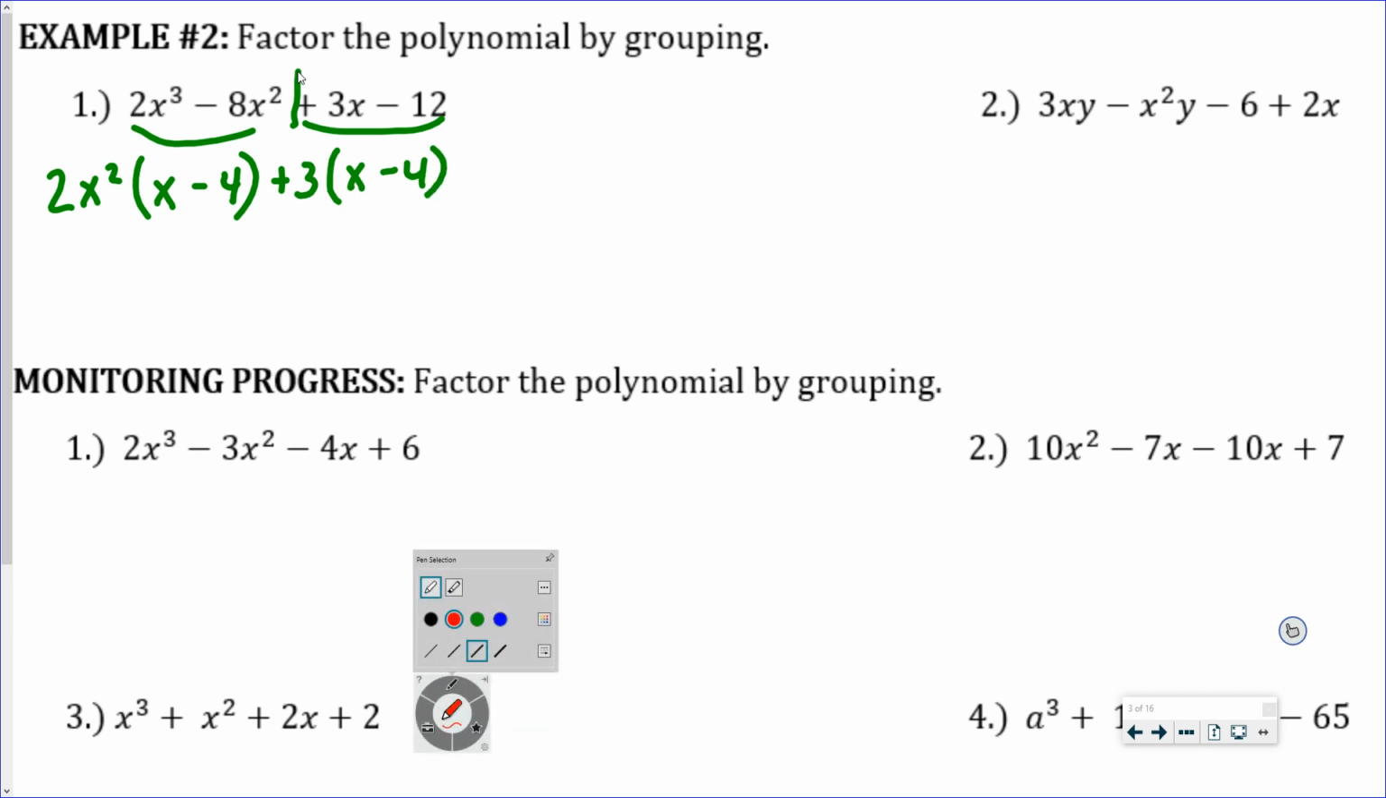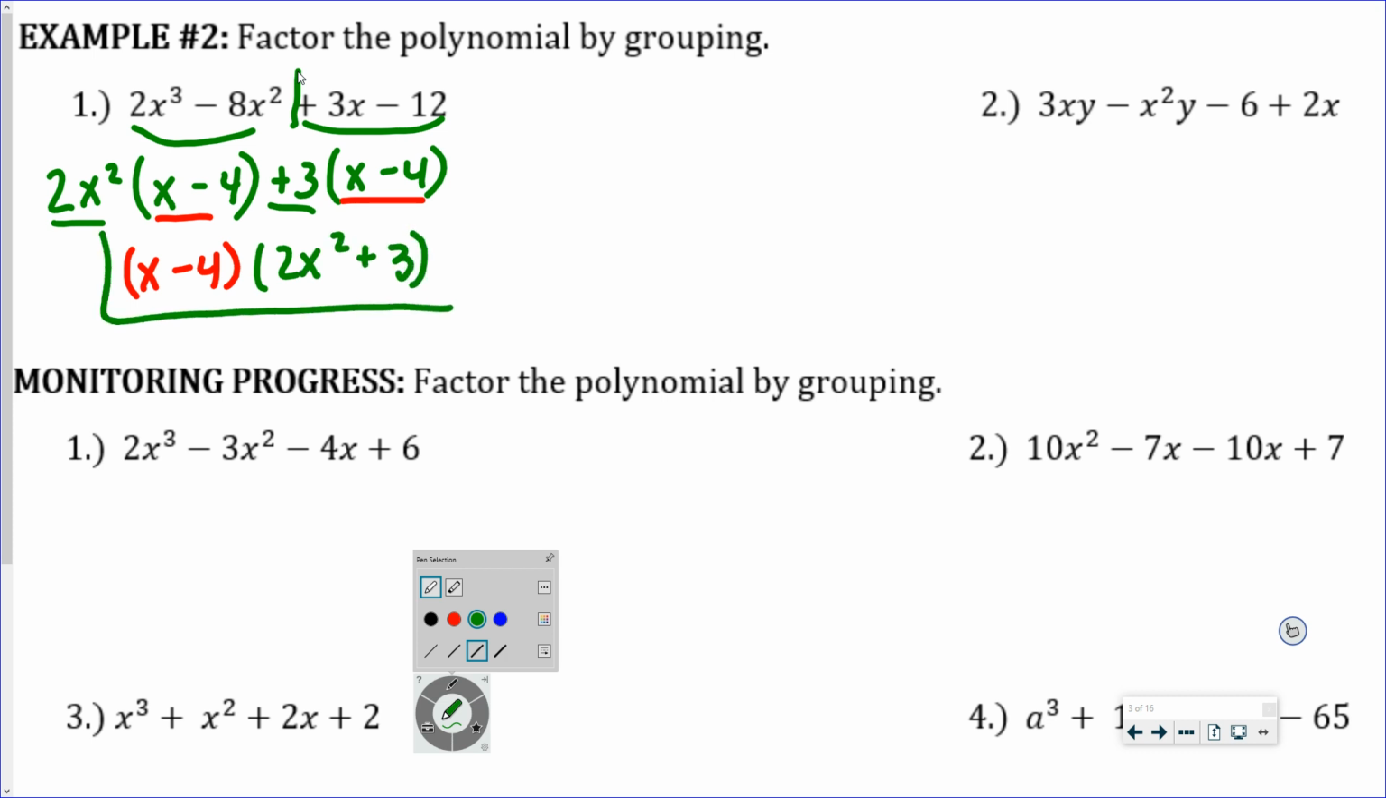All right, team, are these 2 factors the same? Good, we did a good job then. We're going to factor that out. We're going to factor out x minus 4. And if I divided out x minus 4 from each term, I'd be left with 2x squared plus 3. And that would be how that factors.